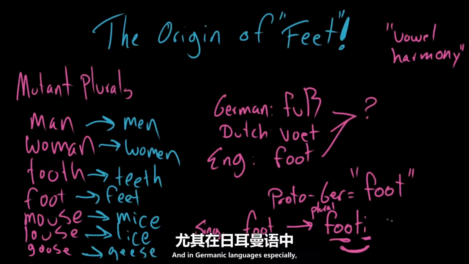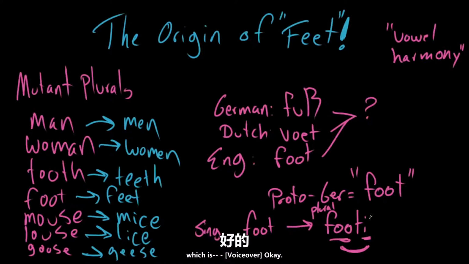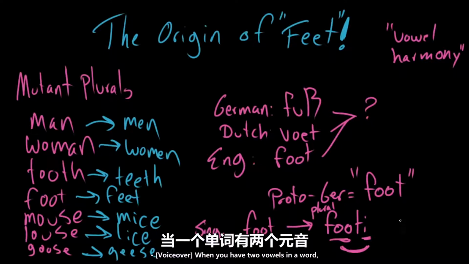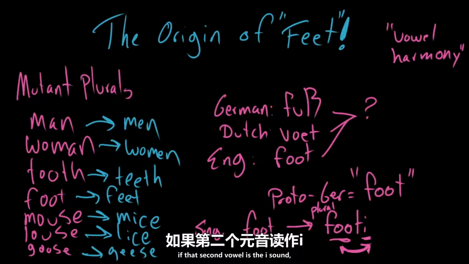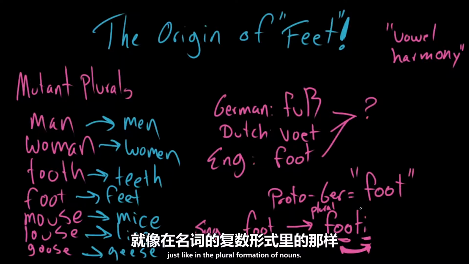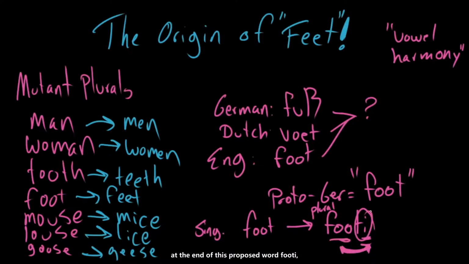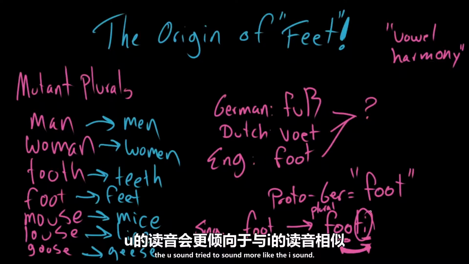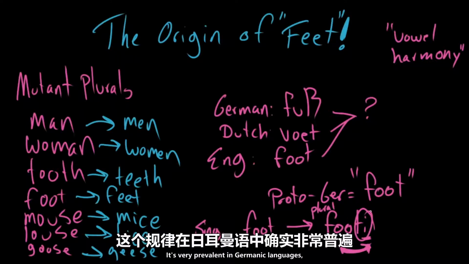And in Germanic languages especially, there's one typical kind of vowel harmony, which is that you have two vowels in a word. The first vowel will try to sound more like the second vowel if that second vowel is the E sound, just like in the plural formation of nouns. So you're saying that the suffix E at the end of this proposed word futi, the U sound tried to sound more like the E sound. This is just a pattern that we found in Germanic languages. Exactly. It's very prevalent in Germanic languages.